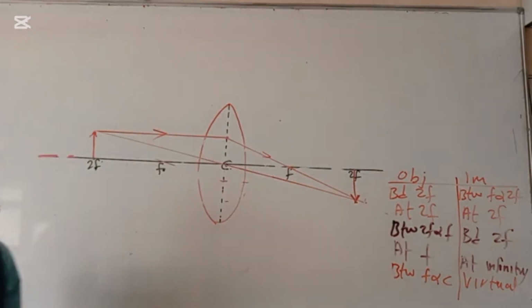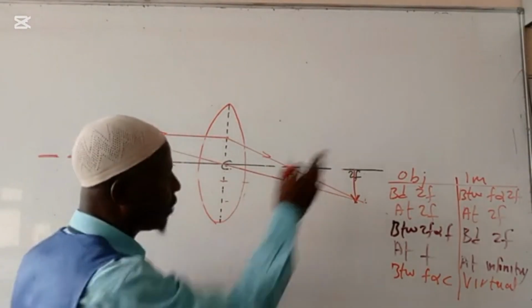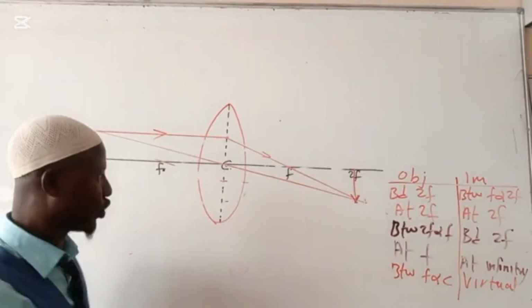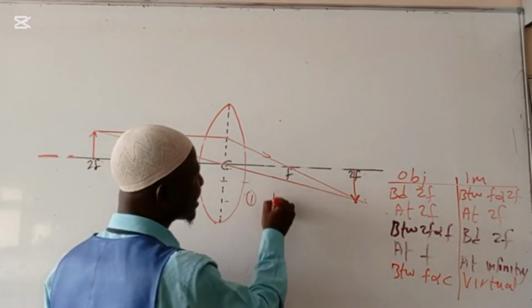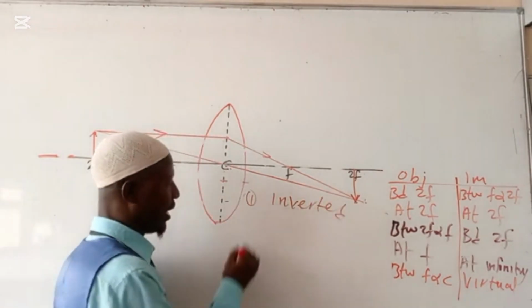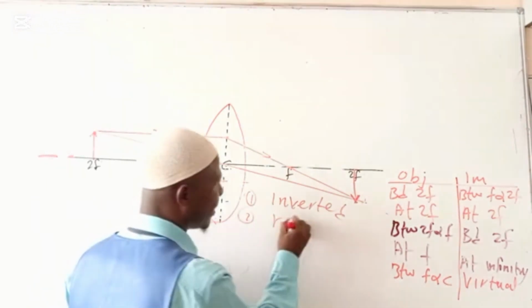So therefore, our image, when we have the same size as the object, since they are at the same distance. So the characteristic of the image, number 1, is what? It is inverted as well. Inverted. And number 2, it is real.